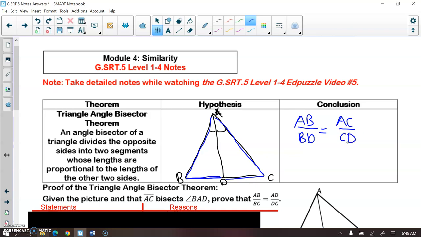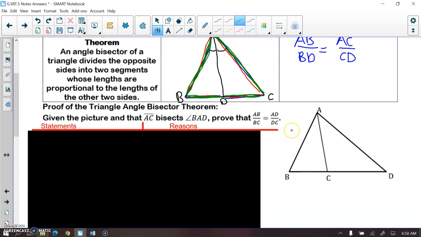There are many ways that you can write this proportion. You could also write it as AB over AC equals BD over CD. But the AB side pairs with the side that it's adjacent to, so the BD side, and the AC side pairs with the CD side. So keep that in mind as you're creating your proportions for this. But we're going to prove this.